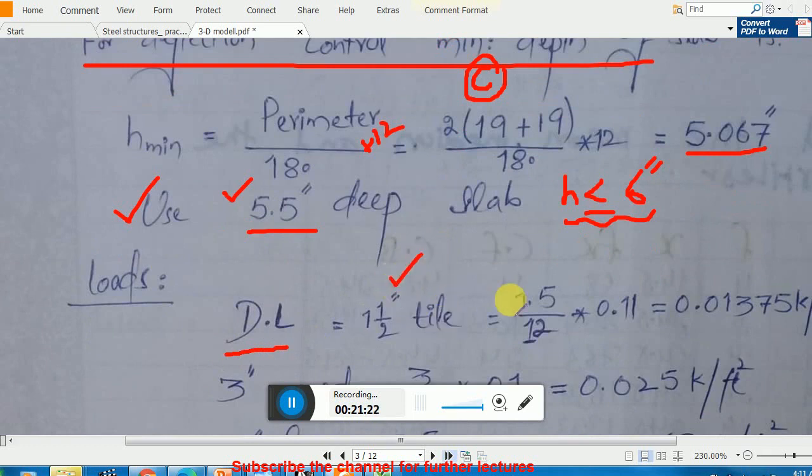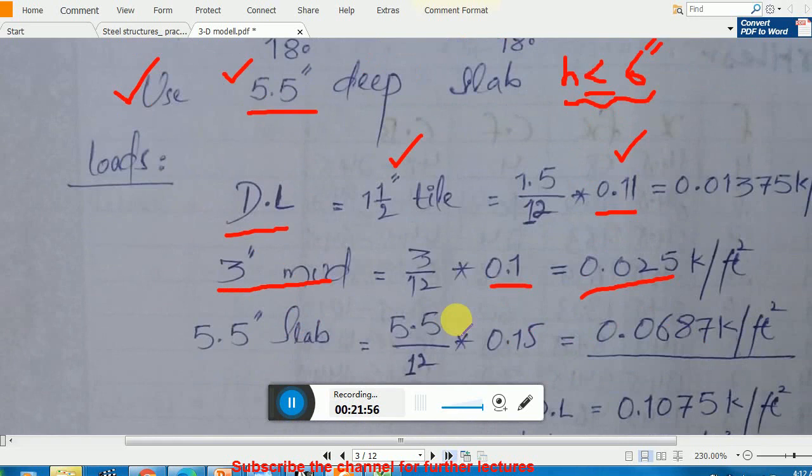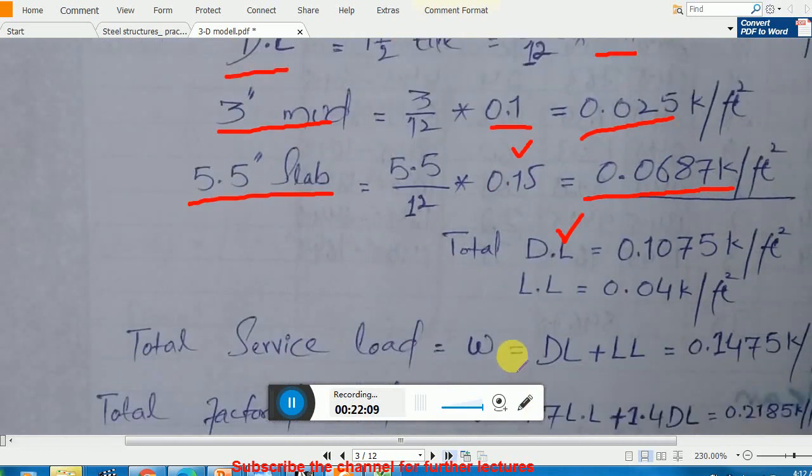We have dead load. We have tile of 1.5 inch. I already explained this. Here we are using a tile density of 110, whether it is marble tile, chips tile, mosaic, or any material. So their density is 110, or you can say 0.11 kip per square feet. So thickness divided by 12 multiplied by this. Then we have mud, and the mud density is 100 psf, so dividing 100 by 1000 you get kip per square feet. And we have a 5.5 inch thick slab, so you multiply by the density of concrete, and you get this. This is your total dead load.